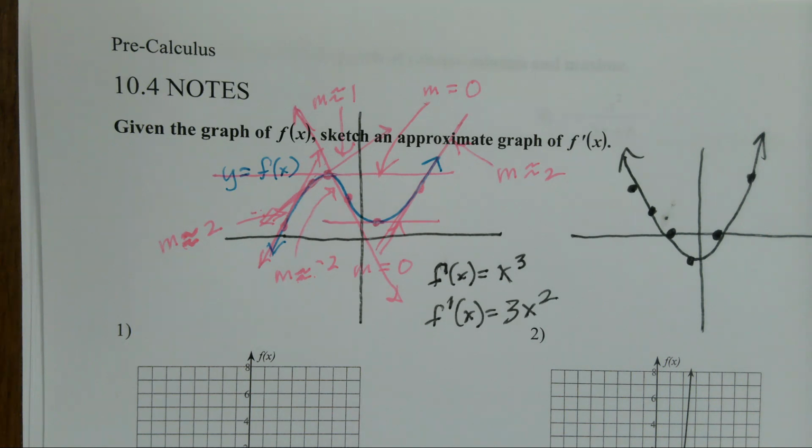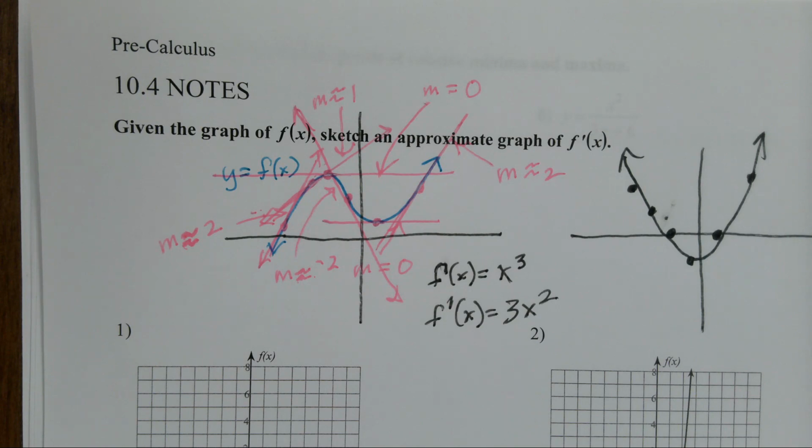If I have a parabola, a squared function, its derivative is going to be linear. And when I'm sketching the derivatives, I want to make them look like the nature of the function that it is. So cubed functions have derivatives that look like parabolas. Parabolas have derivatives that look like lines. Fourth powers have derivatives that look like cubic functions.